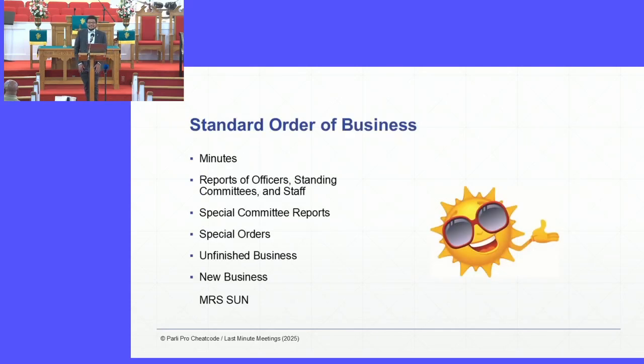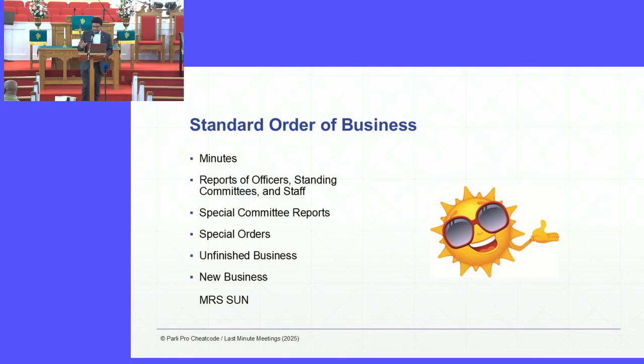So now we get to our first little mnemonic, and everyone think of Raisin Bran cereal. We have Mrs. Sun here. I always think about the raisins, she scoops the 2 scoops of raisins in every box or whatever, right? And so Mrs. Sun is what we have here for what's called the standard order of business.